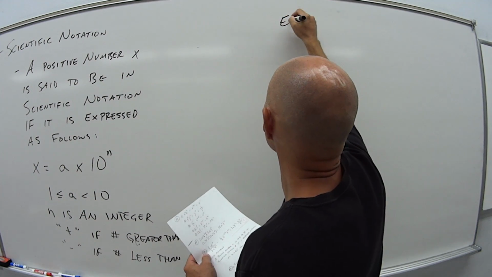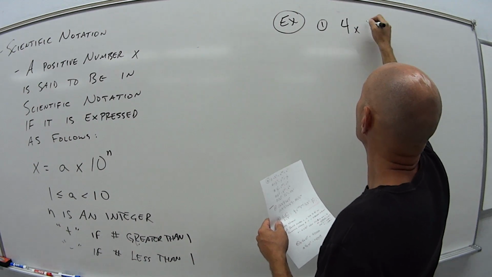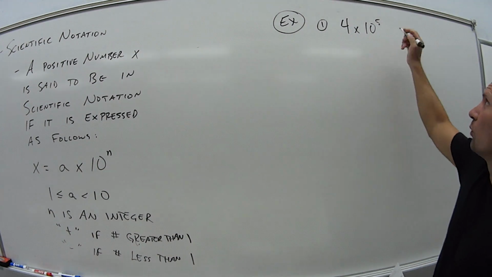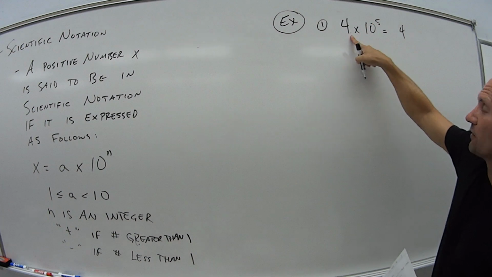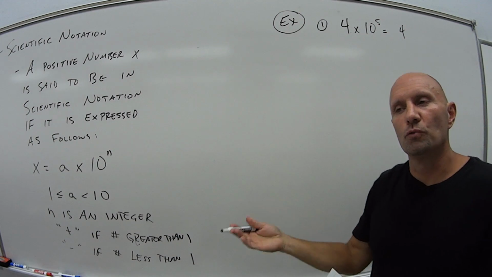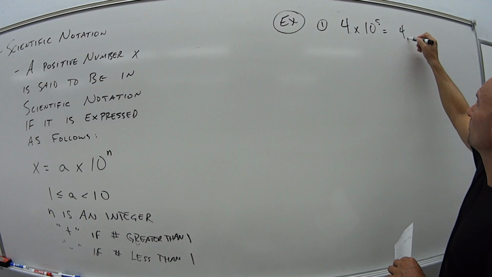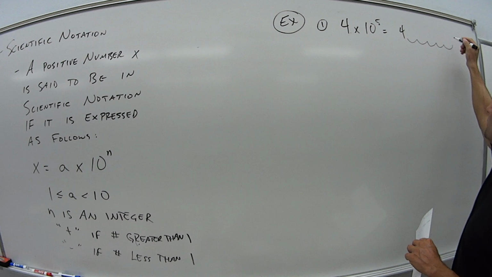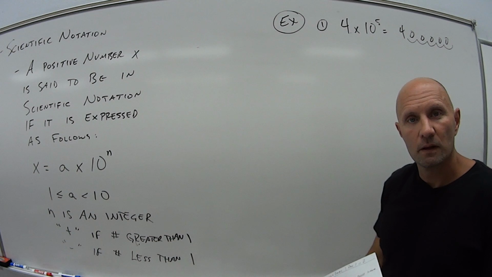Some examples real quick here. Let's say we have 4 times 10 to the 5th power. What this value is equal to is 4, and if we think of a decimal point right after the 4, we have to move it 5 units to the right. 5 is positive, so that means we're moving to the right. If I had a decimal here, 1, 2, 3, 4, 5, it would end up at this point, so I have to fill in zeros the rest of the way.